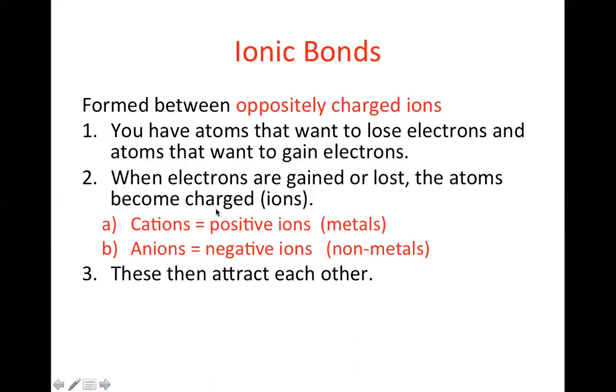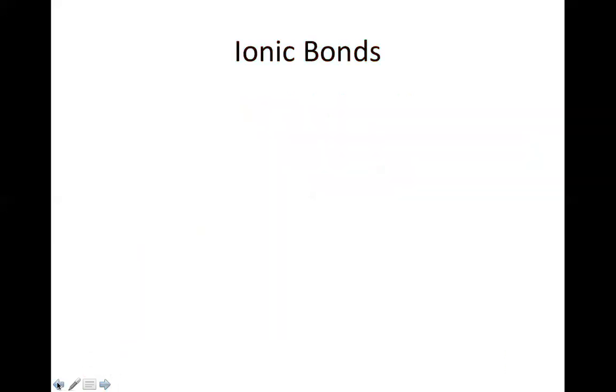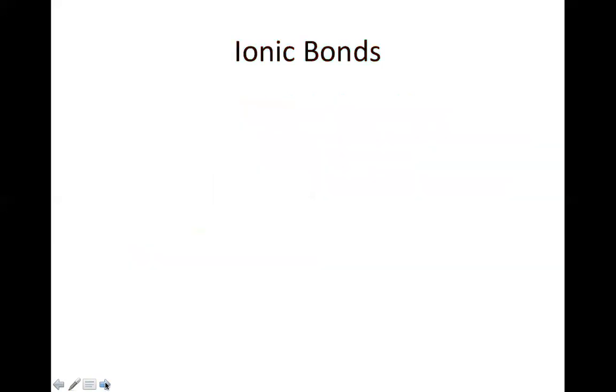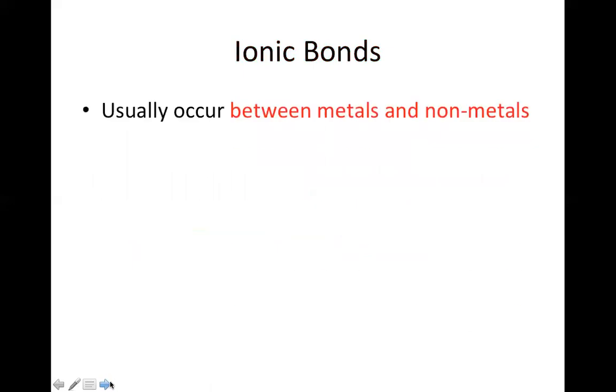So we're going to have these oppositely charged ions, and remember that opposite charges attract, so these ions are going to attract one another, and the number of electrons that is lost is going to be equal to the number of electrons gained. Our ionic bonds are typically going to occur between metals and nonmetals. And like I said before, in the next video, we'll look at incorporating polyatomic ions.